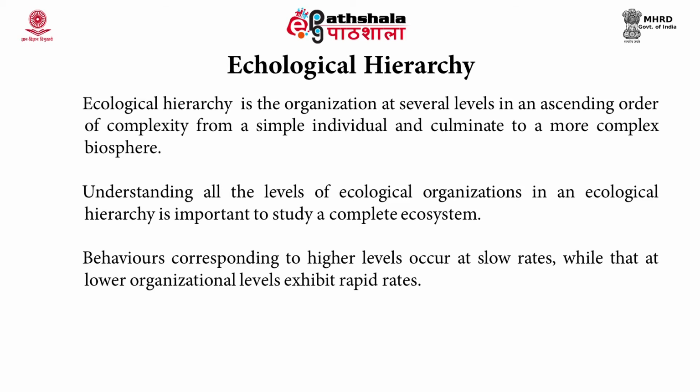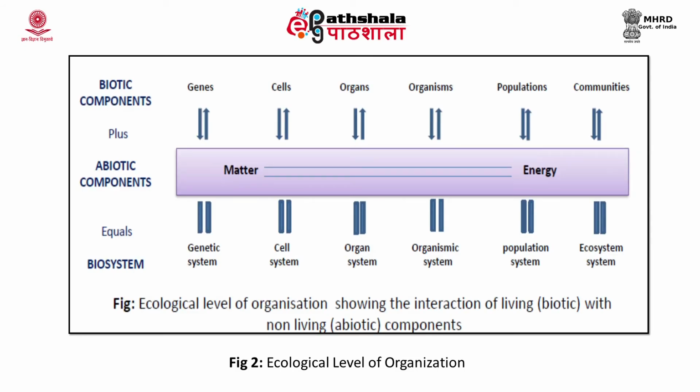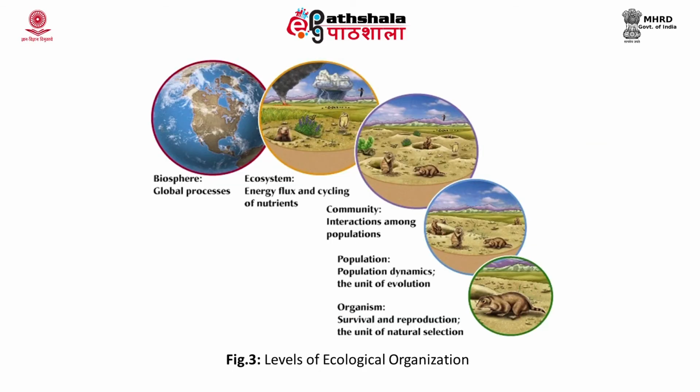Figure 2 shows the ecological levels of organization, where the biotic components are at the top, abiotic components in the middle, and a biosystem at the bottom. Example: a gene, which is the biotic component, plus the abiotic components, matter and energy, forms the biosystem called the genetic system. Figure 3 shows the levels of ecological organization, where organisms combine to form a population, many populations living in a place form a community, a community stays in an ecosystem, and the ecosystem of the whole world is called the biosphere.